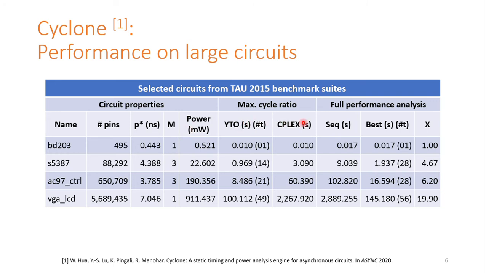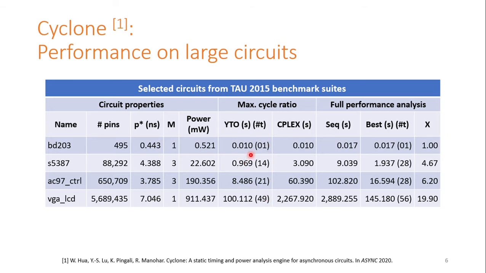The middle 2 columns show the runtime to find the maximum cycle ratio for a given circuit. In Cyclone, we use the YTO algorithm to find the maximum cycle ratio, and here we show the time in seconds and the number of threads used to achieve this runtime.